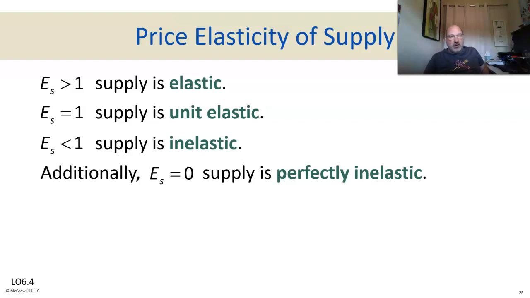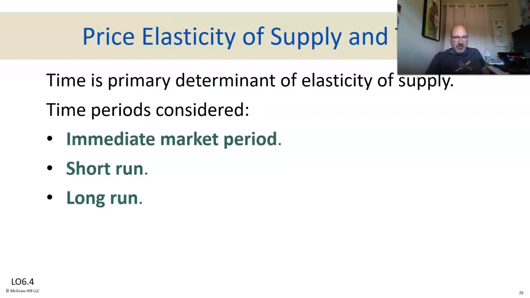If E sub S is greater than 1, it is elastic. Equal to 1, it is unit elastic. Less than 1, it is inelastic. Also, if it is equal to 0, it is perfectly inelastic. So we have one basic determinant here, and that is going to be time. As your primary determinant of elasticity of supply, there are 3 time periods we shall consider. 1, immediate market period. 2, the short run. And 3, the long run.